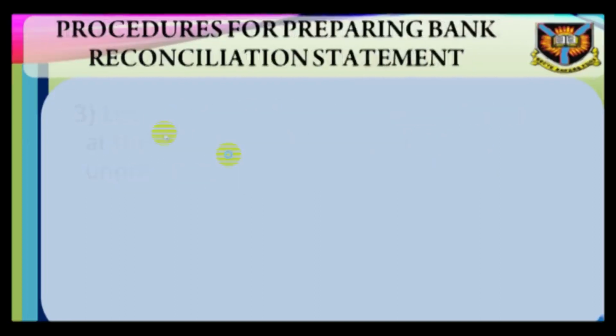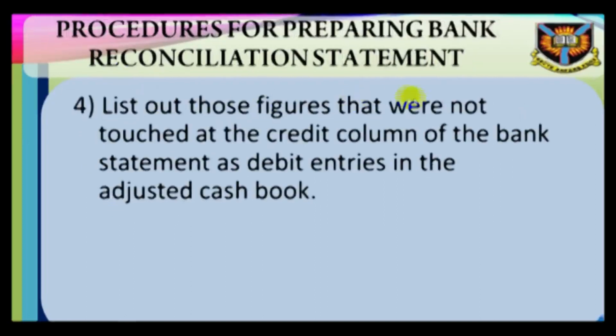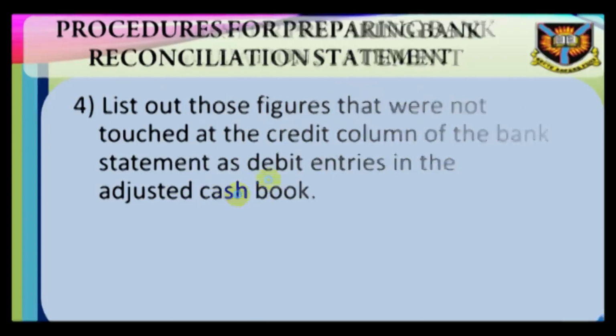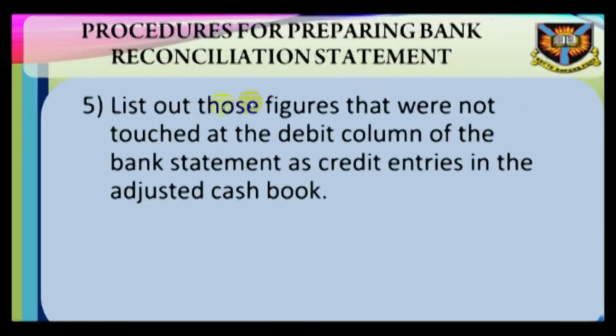4. List out those figures that were not ticked at the credit column of the bank statement as debit entries in the adjusted cash book. 5. List out those figures that were not ticked at the debit column of the bank statement as credit entries in the adjusted cash book.